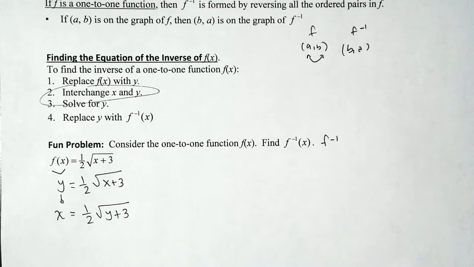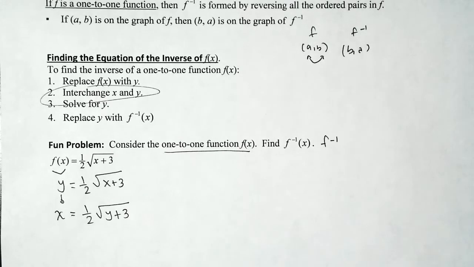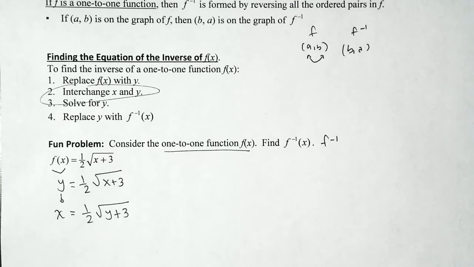So again, to find the equation of the inverse, assuming that you have a one-to-one function: one, get out of function notation. Two, we trade places, interchange x and y. Three, solve for y. And four, use your proper notation, the inverse notation.